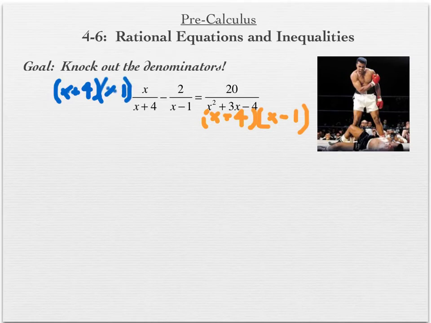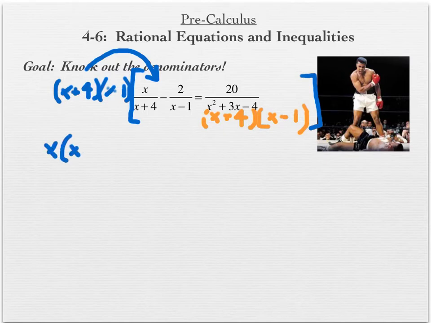I'm having a hard time writing here today. Again, I put big brackets around all this stuff to show that I'm multiplying it by all that. Now when I multiply the first term by this, you should notice that the x plus 4's will cancel out. Remember, you can only cancel out things that are multiplied or divided. So in this case, the x plus 4's would cancel out, and what I have left then is x times x minus 1.